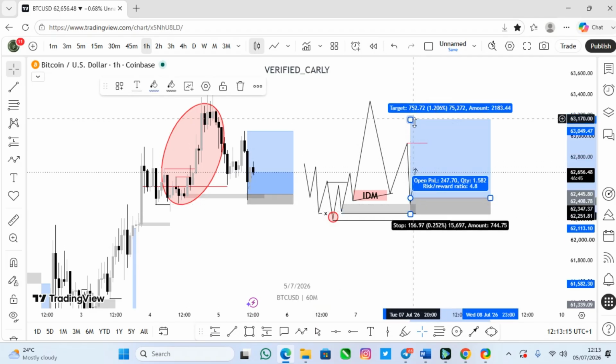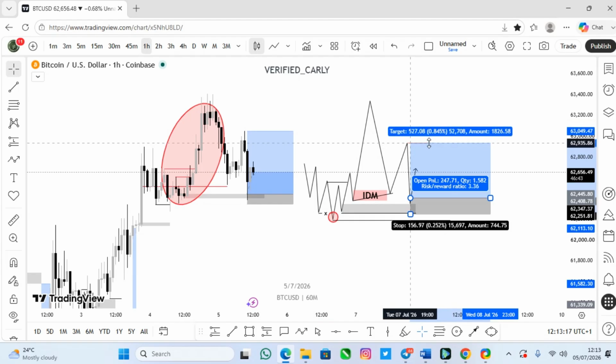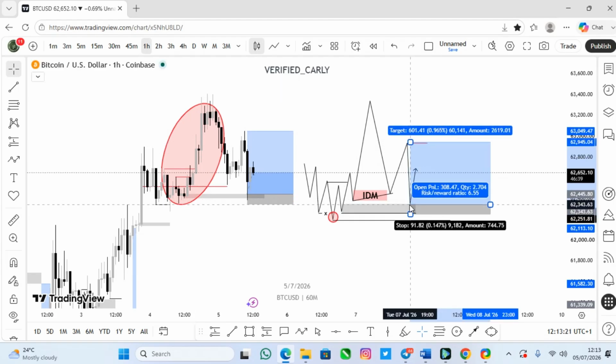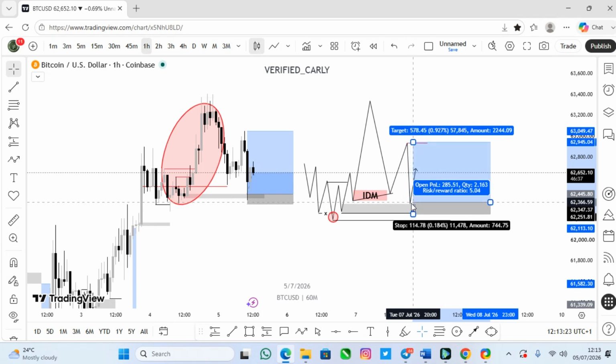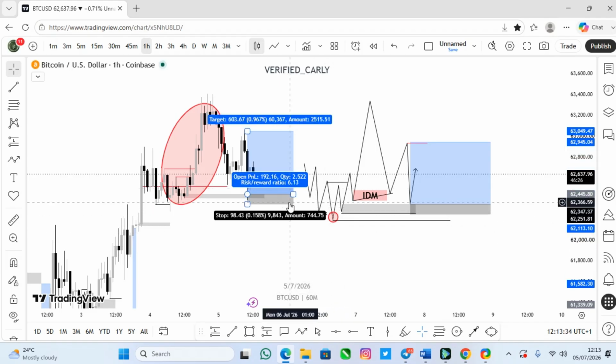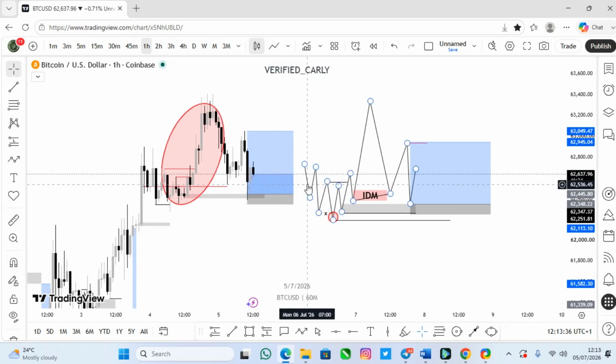Then my take profit is around this zone, and this is my entry. You can see the ratio is 6.13, which is 1:6. That is just how this trade is. And currently I'm on either 1:2 point something, but I don't know.